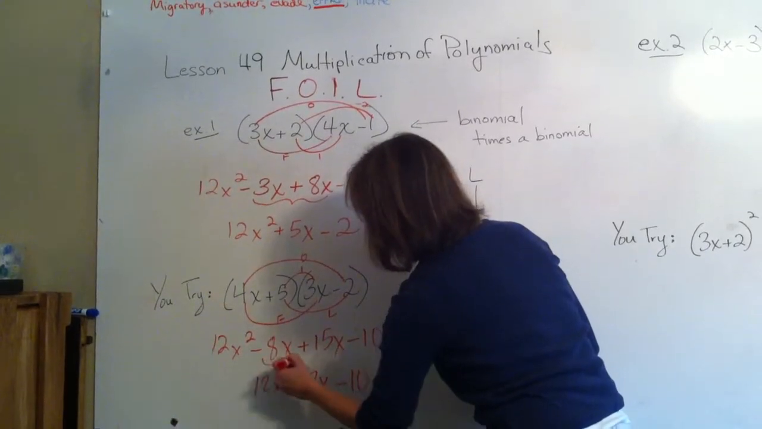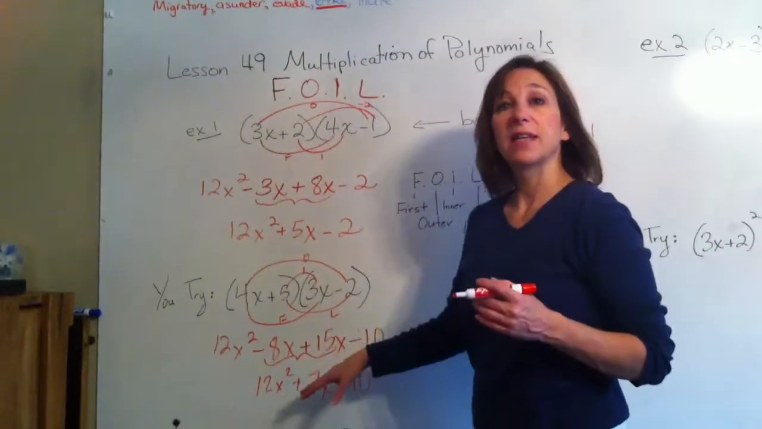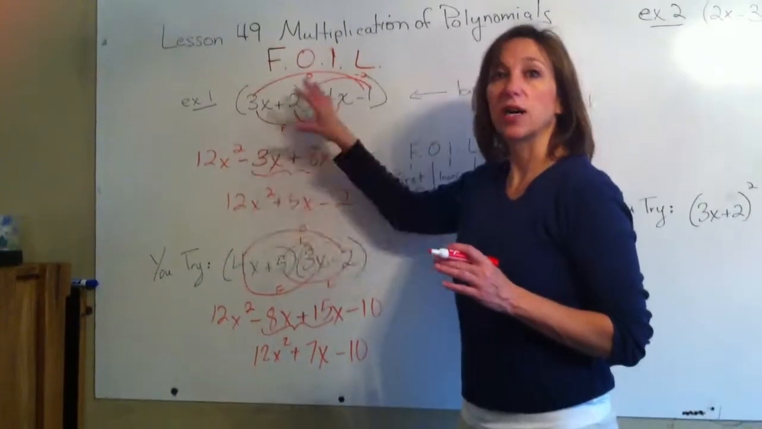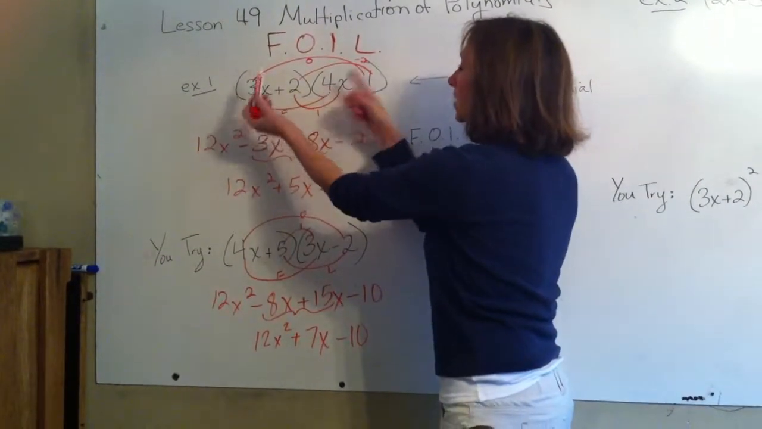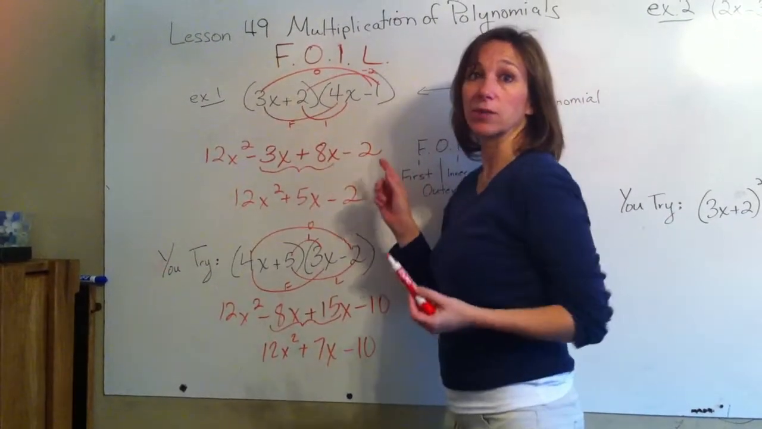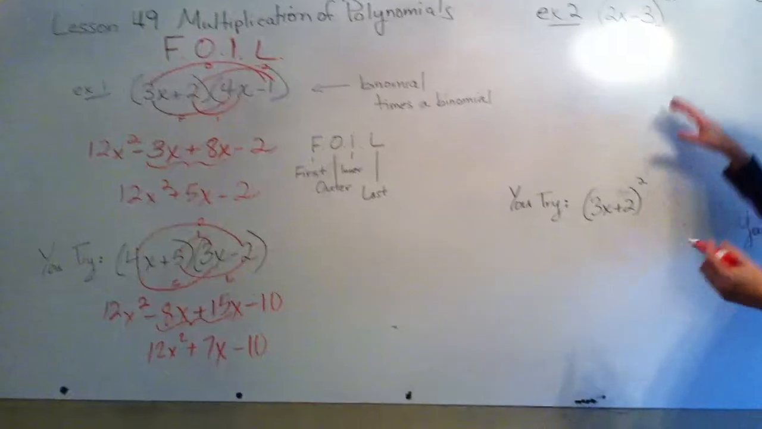We have to combine our like terms. If you didn't get this, the beauty of the video is you can go back and see how I did it and try it again. Just remember the first terms, the outer terms, the inner terms, and the last terms is FOIL. So let's try a different type of problem.